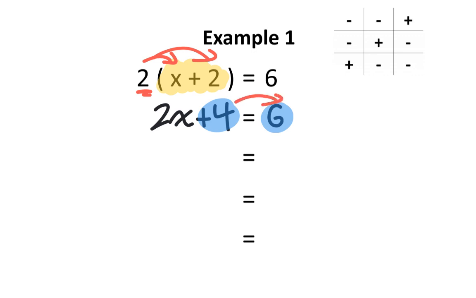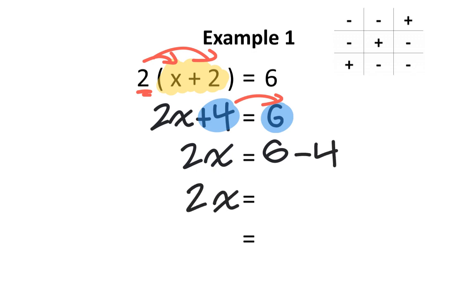Remember, generally speaking, you want variables and numbers to be on separate sides of the equation. When you bring a term to the other side of an equation, it becomes the opposite. So it is no longer positive 4, it is now negative 4. I'm now going to simplify the right side of the equation. 6 subtract 4 becomes 2.